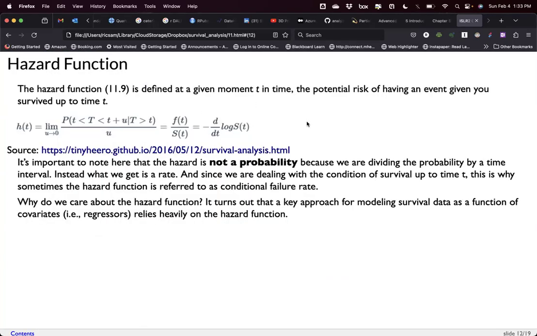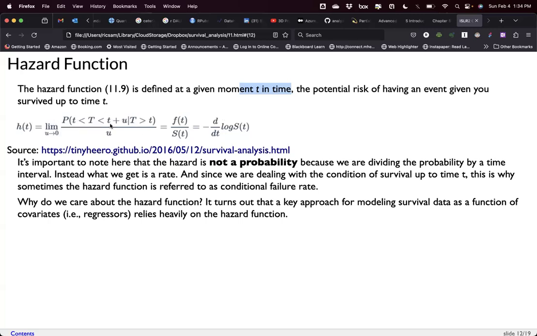In the hazard function, there is a different paradigm. What we are trying to assess is, at a given moment in time t, the potential risk of having an event given you survive up to time t. To calculate this, we need a little bit of calculus, because what we are deriving here is a limit. In other words, it's not a probability, it's more like a rate.